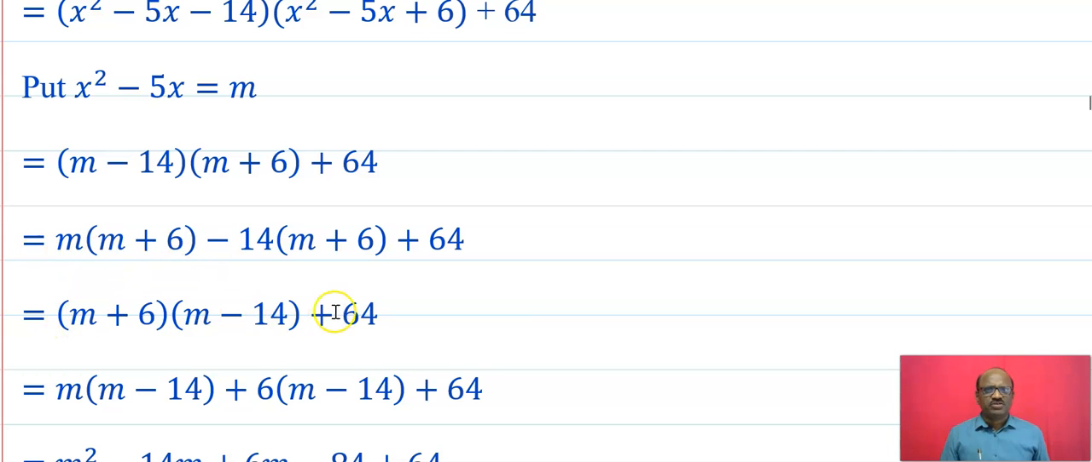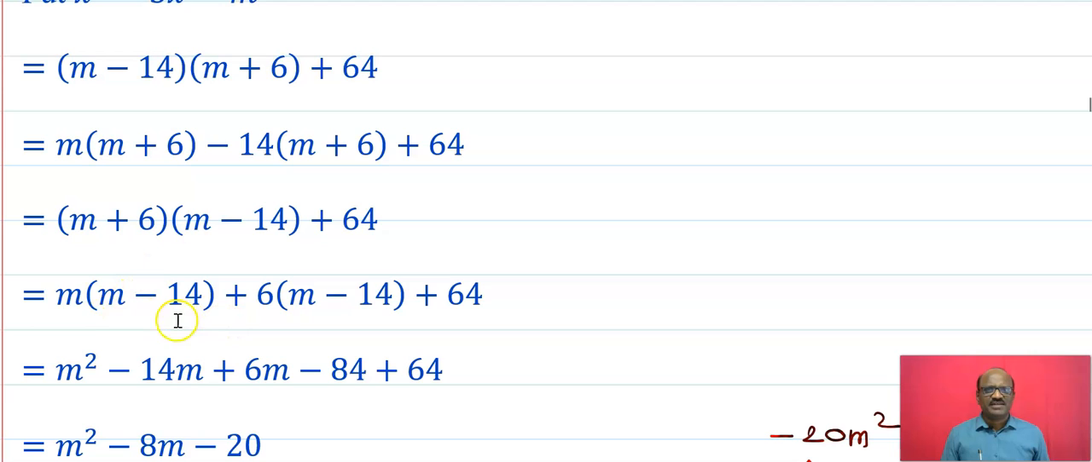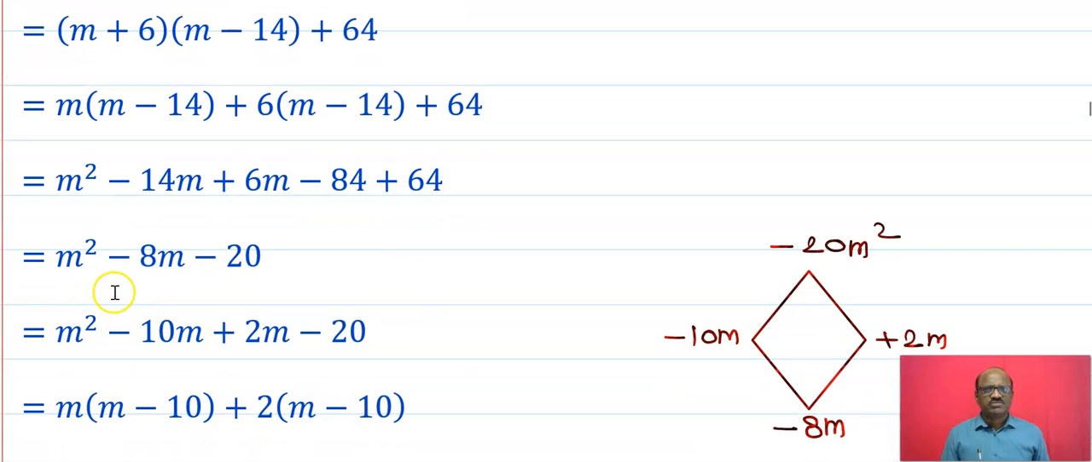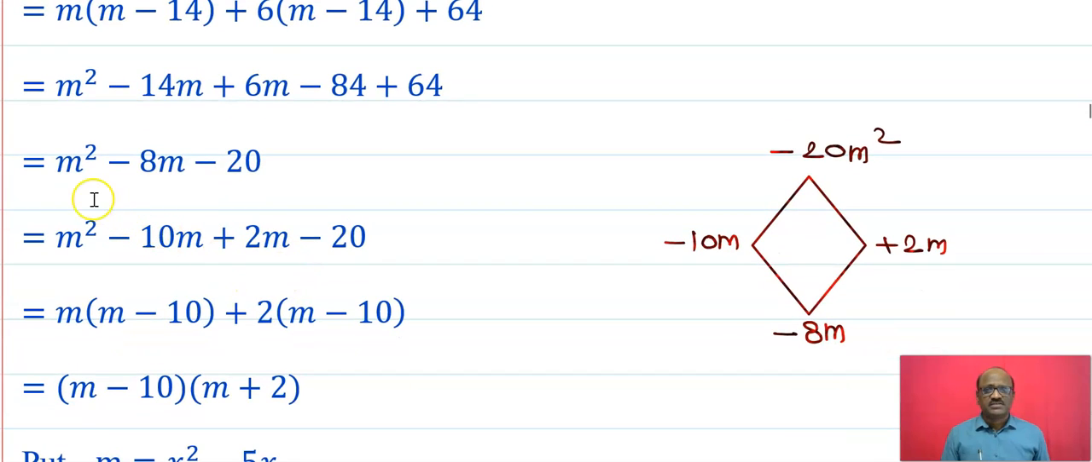That is the product of these two terms. Again I had repeated that step. m square minus 14m plus 6m minus 84 plus 64. And in this way, you will get m square minus 8m minus 20. Now we'll factorize this. What is the product of the first and last term? That is m square into minus 20.